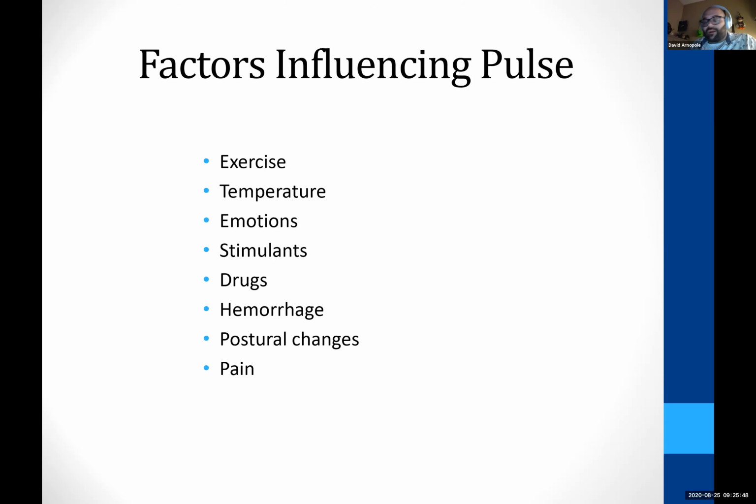And then pain. Pain is completely variable, chronic or acute. It can go up, it can go down, or it can do nothing. So a lot of times when we talk about pain, it's something to discuss with vitals, but you can't say somebody's not in pain because their vitals haven't changed. So just know that. Yes, orthostatics as well, which we'll talk about.